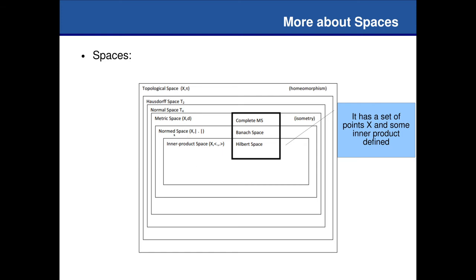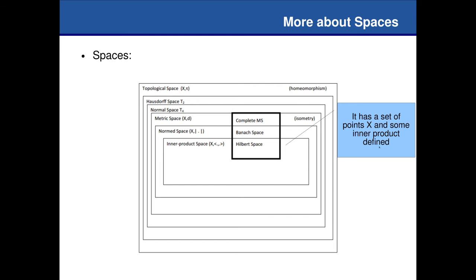Of course, the normed space has all the previous constraints. The metric space has all the other previous constraints. The normal space, the other previous constraints, and so on. So the most general space is the topological space. And the inner product space has also another constraint, which is that we have to have an inner product defined.